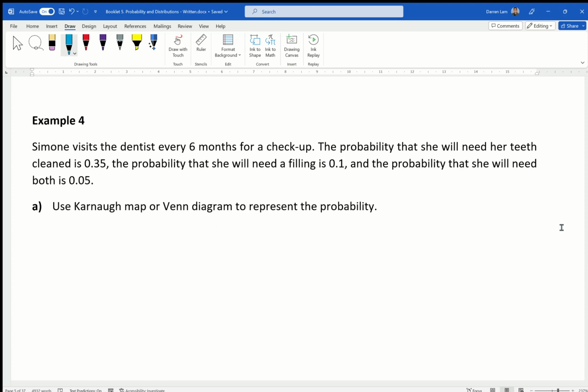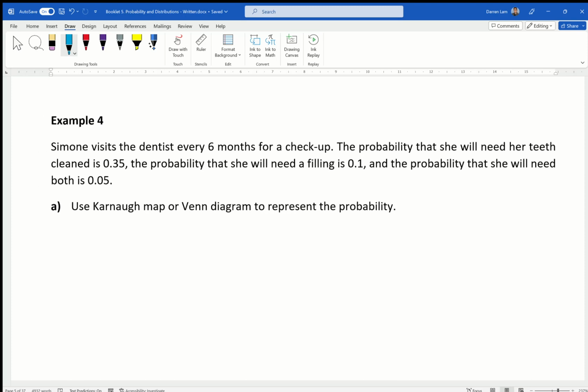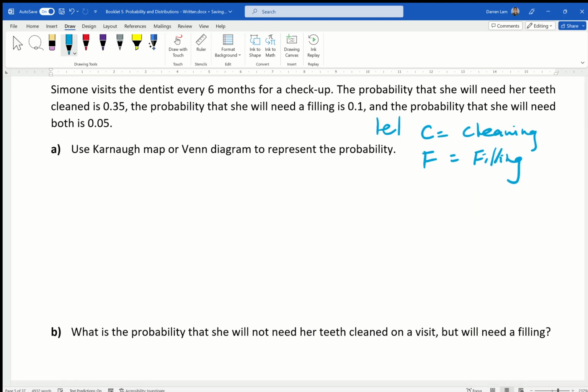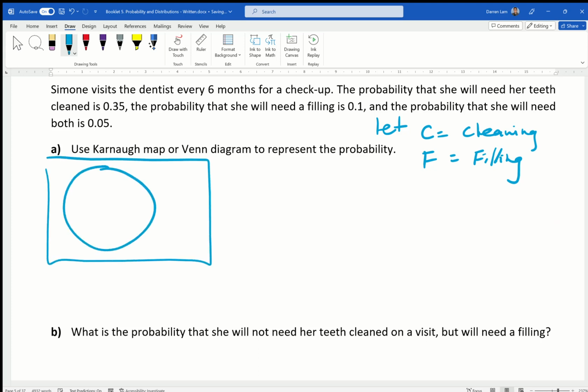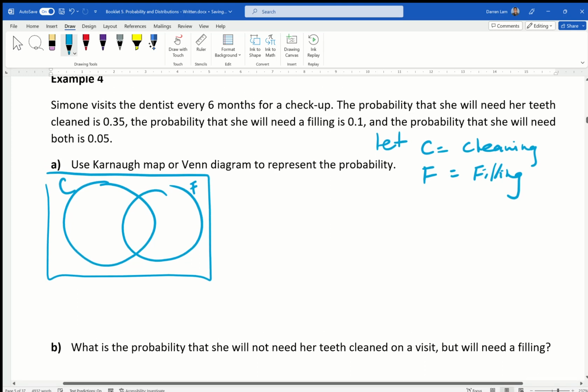One of the things that a lot of students, again, make mistakes on, this is really basic stuff, but they lose marks on things such as not defining clearly what their variables are. If you just randomly write F and you don't explain it, the examiners can take off marks. So make it clear, let C equal this, or let F equal this, etc. In my Venn diagram, of course, don't forget your box. I'm going to label C and F. I'm going to fill in my values. Of course, there's the overlap, or the probability that you will need both is 0.05. I'll fill that in right now.